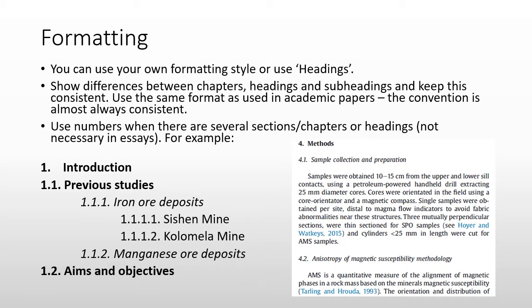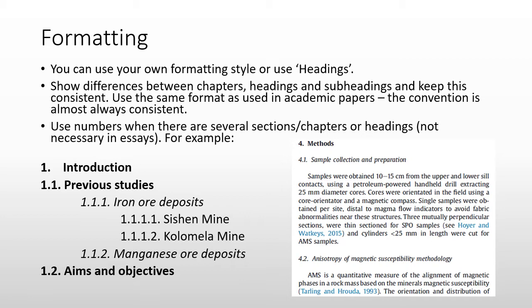When you do different headings, use a different formatting style for those headings. So this can be for headings and subheadings, and keep it consistent. I like to use the same format that is used in scientific papers, because that convention is typically consistent over a number of journals, and it also makes it nice and easy to understand. So you can see there on the right hand side, when we have a big heading, there you can see 4.0, that's methods. So chapter 4 is essentially methods. 4.1 is a subsection of methods, and that is italicized.